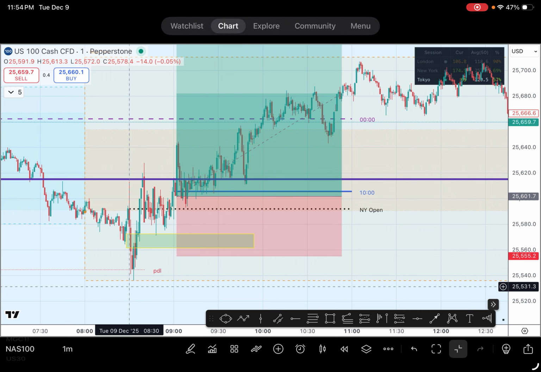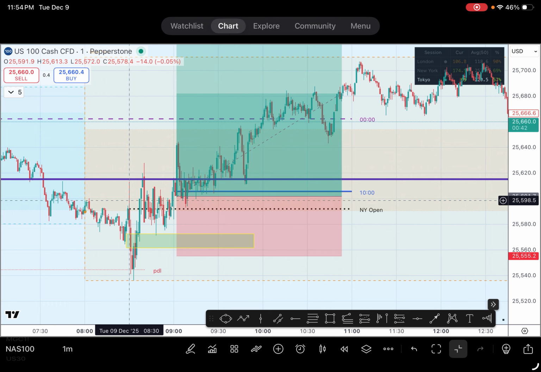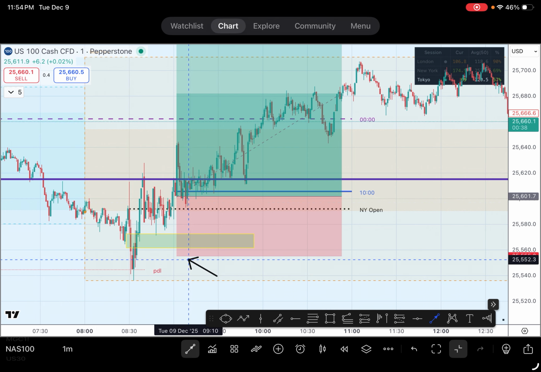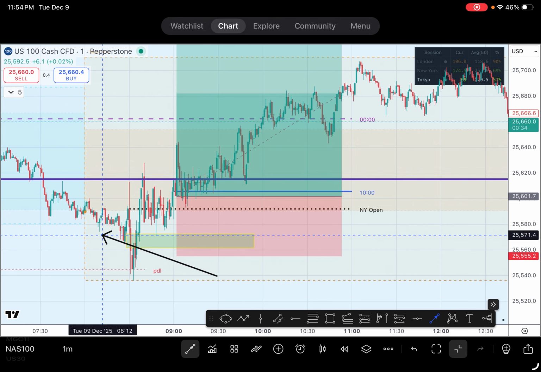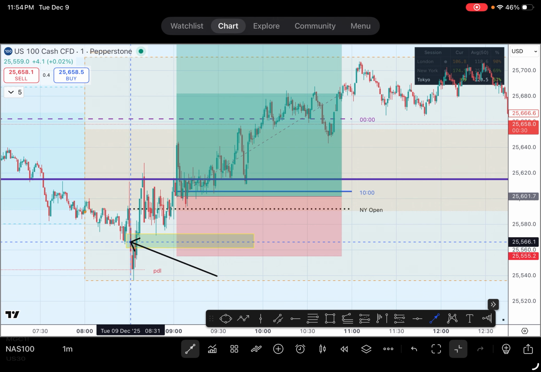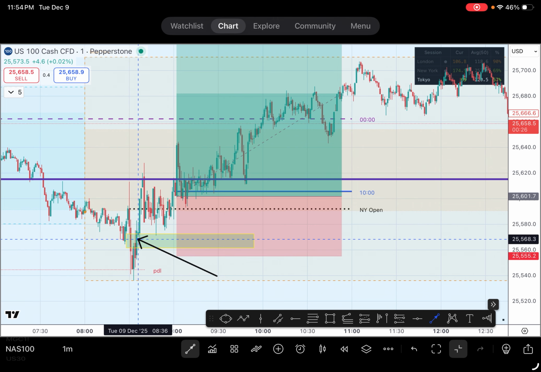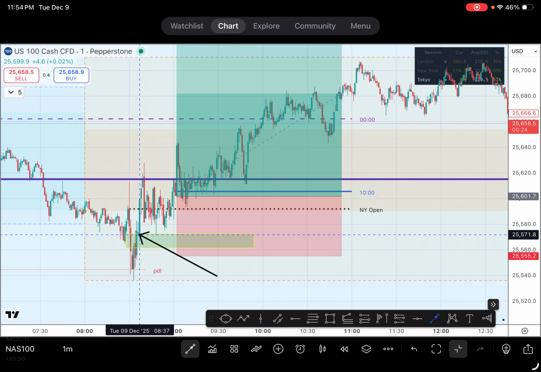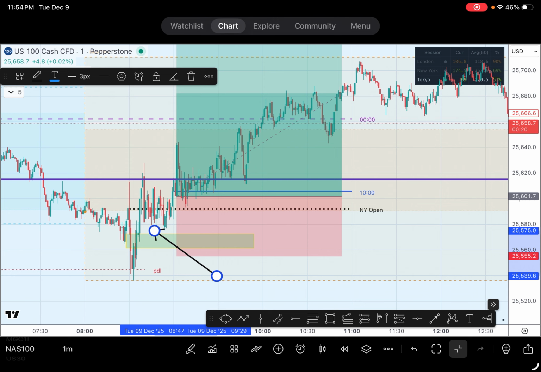So after 8:30 or after 9 a.m. This happened at 8:30. 8:30 manipulated lower, sweeping liquidity, internal liquidity right here, sweeping that low, created this little fair value gap. What we're looking for is price to break up and close above. That's it. That's all you're looking for.